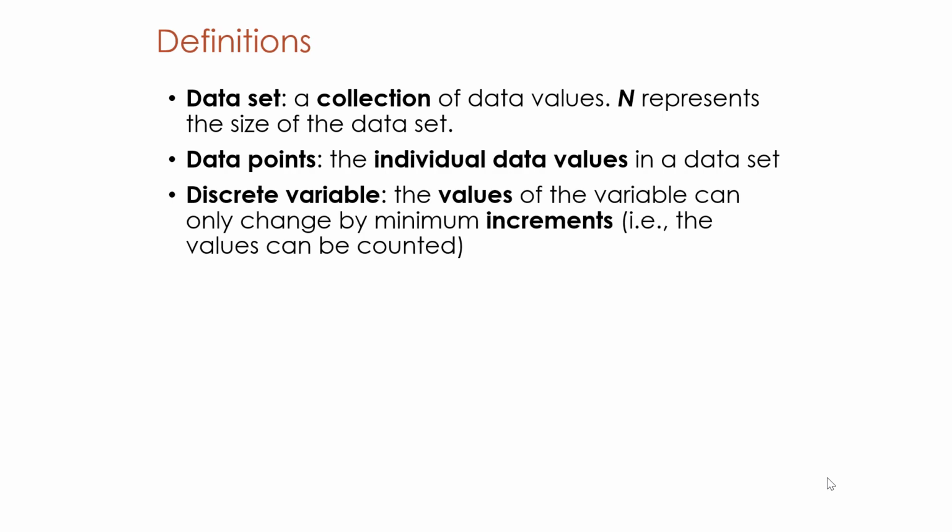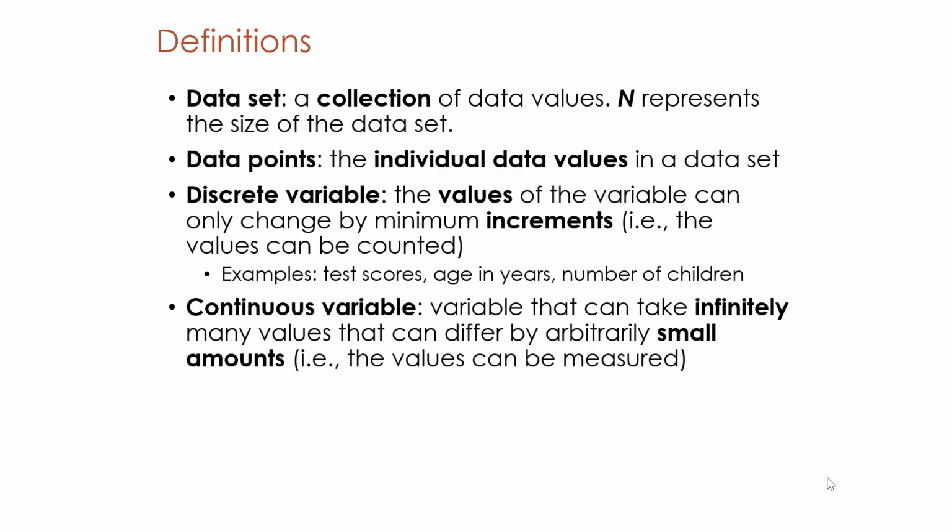Discrete variable, we're going to talk about different types of variables. A discrete variable, the values of the variable can only change by a minimum increment, i.e. the values can be counted, right? So if you can count them, then it's discrete, right? And so is there any other kind of things? Well, there's also examples or test scores, age in years, number of children. You can count all those.